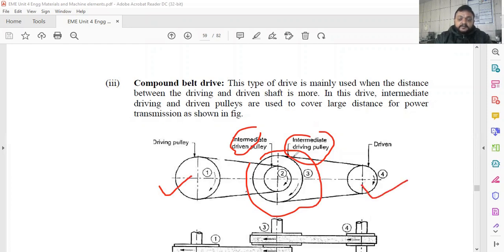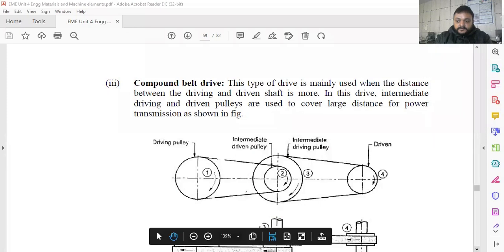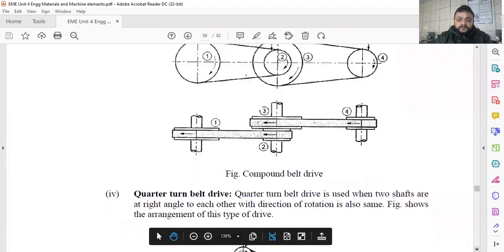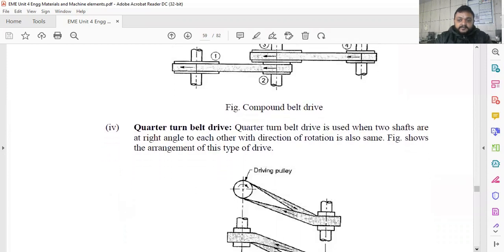Only objective of intermediate pulley is to provide the support so that more than 8 meters large distance can be covered for the purpose of transmitting the power through belt drive. So this is the main function or main concept of the compound belt drive that you can refer. I will share this slide to you so you can easily refer.